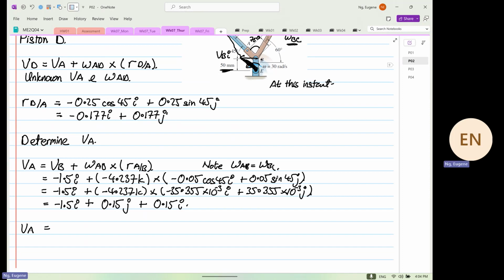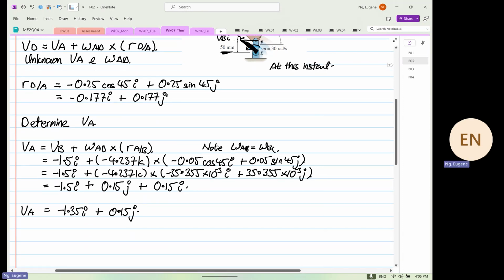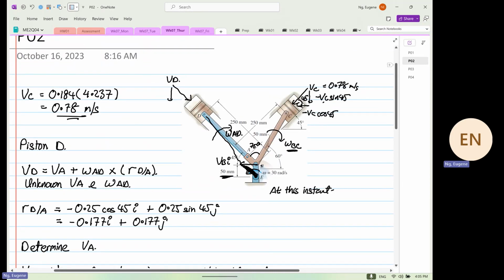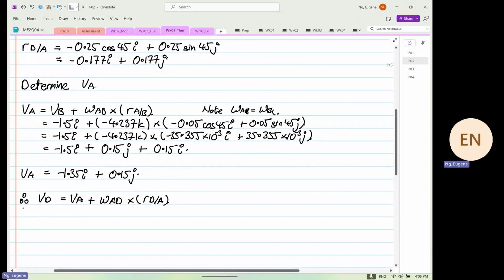So finally, VA is equal to 1 minus 1.35 plus 0.15J. Okay, so we have this. So we know our VD, our VA, so therefore, VD is equal to VA plus omega AD cross D from A. Okay, so we assume that VD is coming down, right? So the I velocity is positive, the J is negative. So this will be equal to the I is positive.